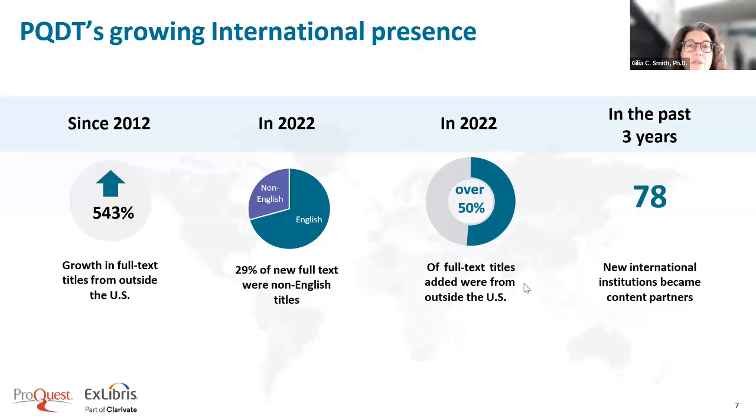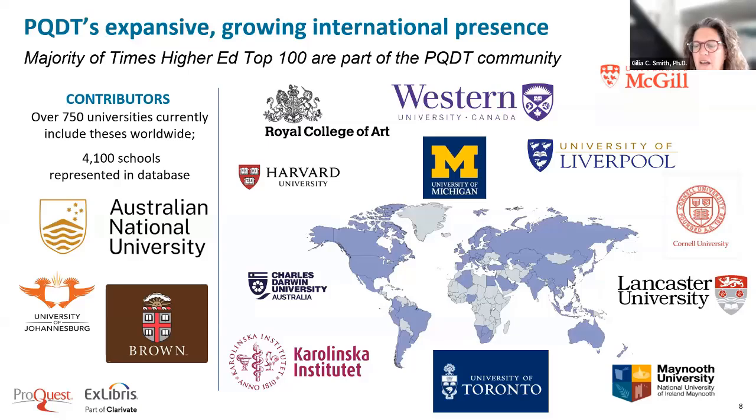In 2022, more than 50% of our content came from outside of the US. And in the past 3 years alone, we got 78 new international partners. So we're really working hard on that effort. This is just a sort of a brag sheet of some of the big names that disseminate their theses and dissertations through our database, which means, of course, that the University of Arizona students and authors sit side by side with the authors from these other institutions.